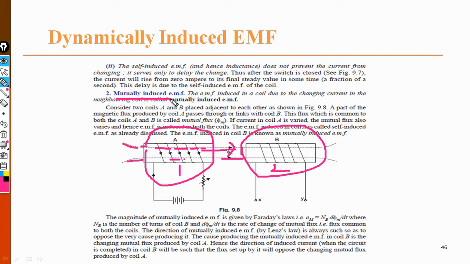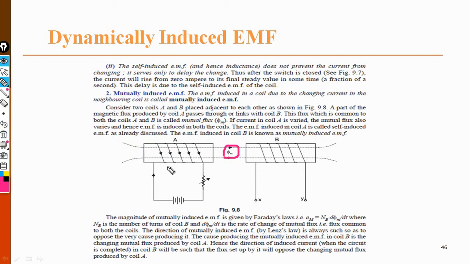Then that means the magnetic flux, phi m, passing from one conductor to another conductor is called mutual induced EMF. That means the magnetic flux from coil A linking to coil B is called mutual induced EMF.